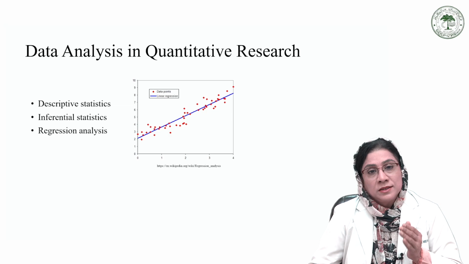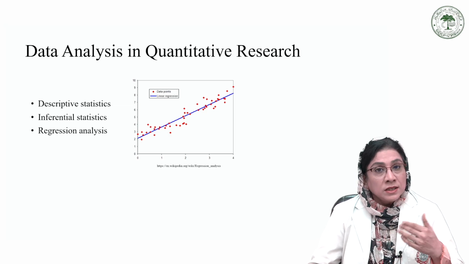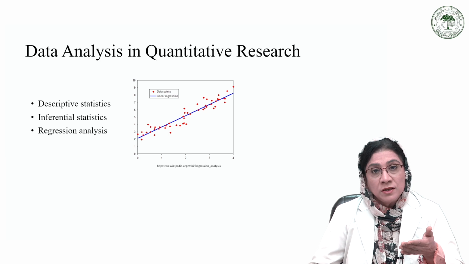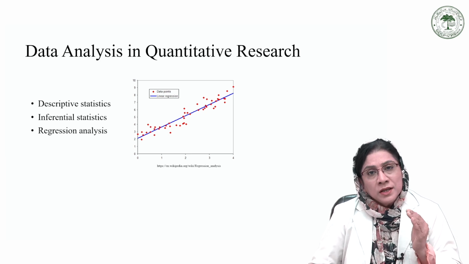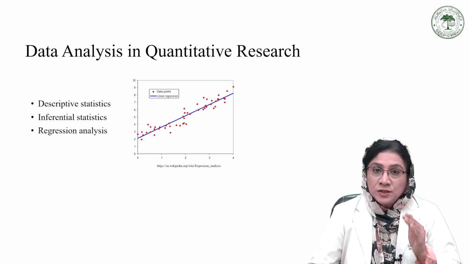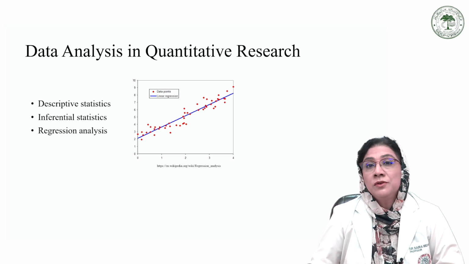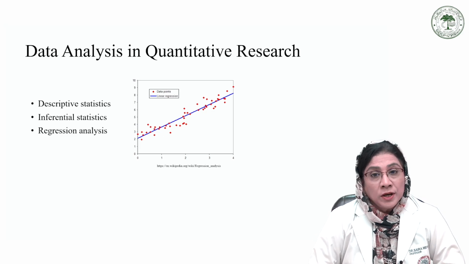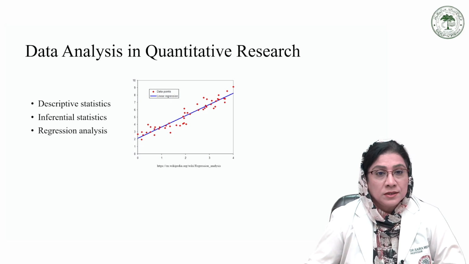Inferential statistics then test hypotheses. For example, whether the difference between groups is significant or insignificant. Regression analysis explores associations while controlling for confounders. Together, these tools turn raw data into actionable insights.